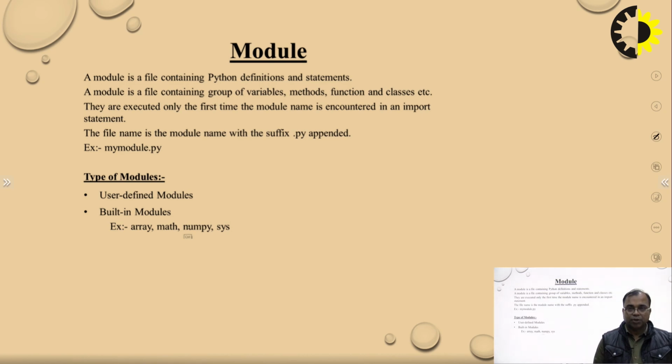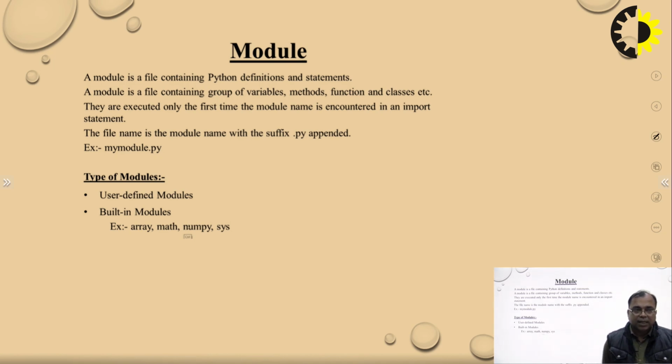Basically, a module is nothing but a file in Python. A module is a file containing a group of variables, means several variables are there. Some methods are also in a module. Some functions are also found in a module, and it also contains classes, a group of classes, and many more. So a module in Python contains different variables, methods, functions, and classes, and many more.